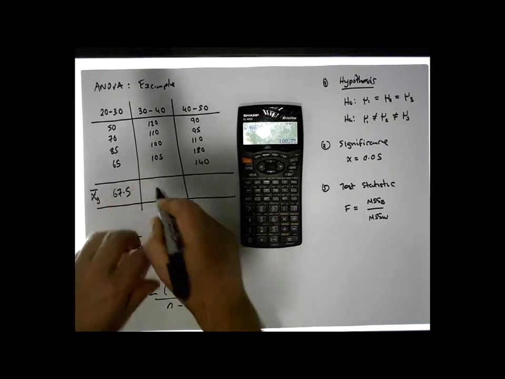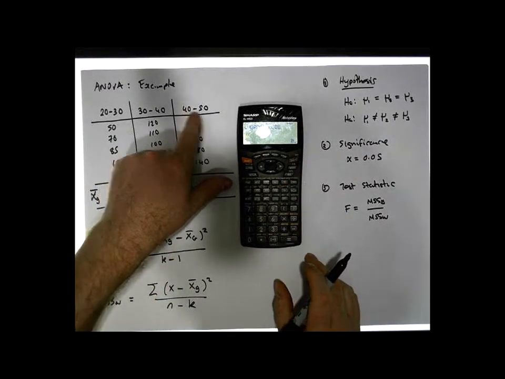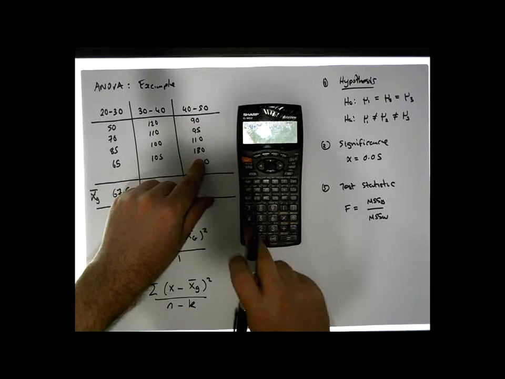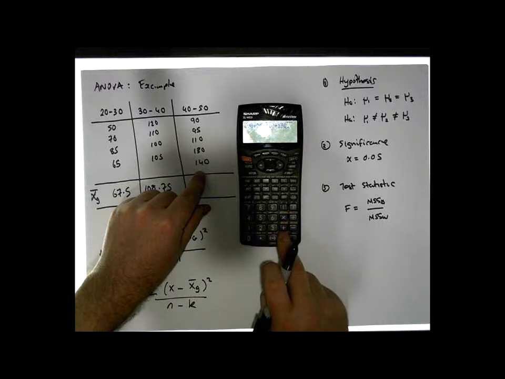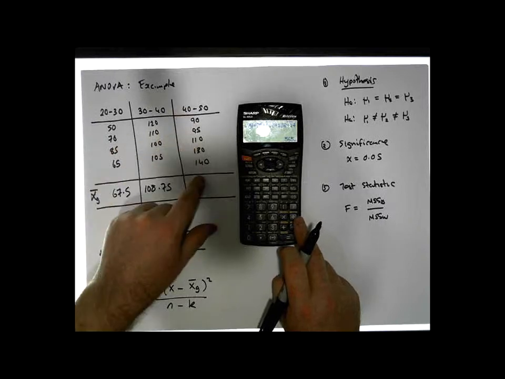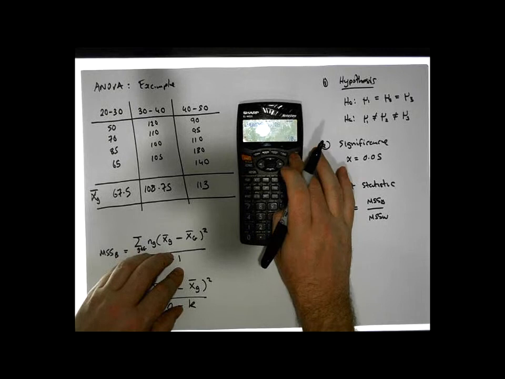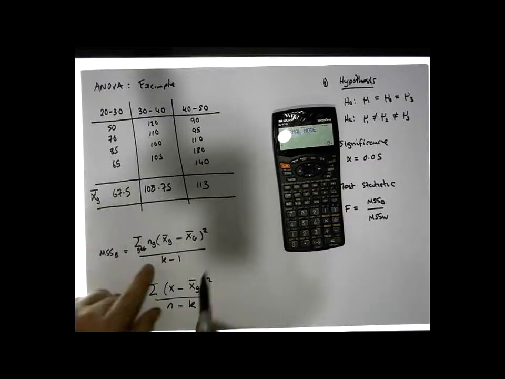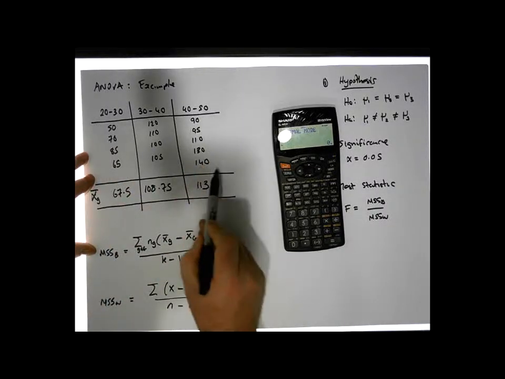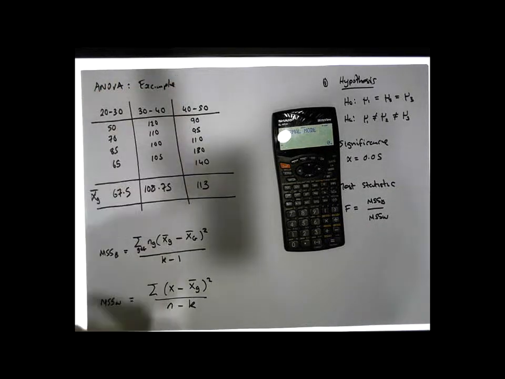That gives us an average of 108.75. Then we do group 3, which is the 40 to 50-year-olds. We have 90 plus 95 plus 110 plus 130 plus 140, which gives us 565, and we divide that by 5, so we end up with 113. Now we have all of the individual group means, and we need to calculate the global mean, which is effectively adding up all of these values and dividing by 4 plus 4 plus 5, which is 13.